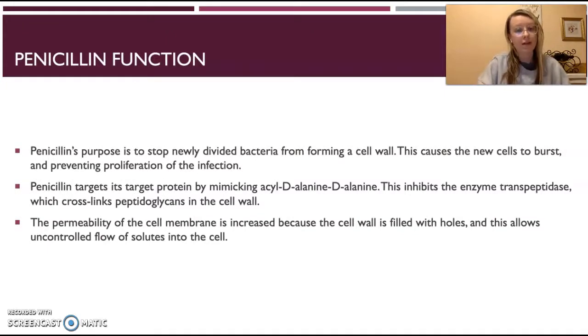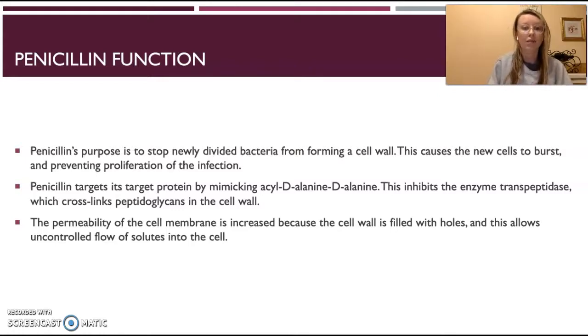Penicillin's purpose is to stop newly divided bacteria from forming a cell wall, and this causes the new cells to burst, which prevents the proliferation of the infection. Penicillin targets its target protein by mimicking acyl D-alanine D-alanine. This inhibits the enzyme transpeptidase, which is what cross-links peptidoglycans in the cell wall.